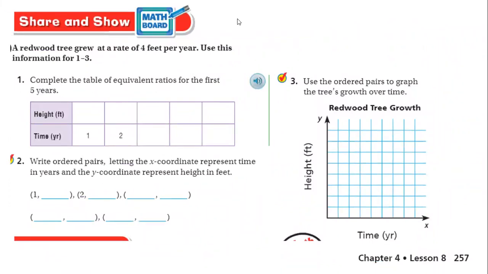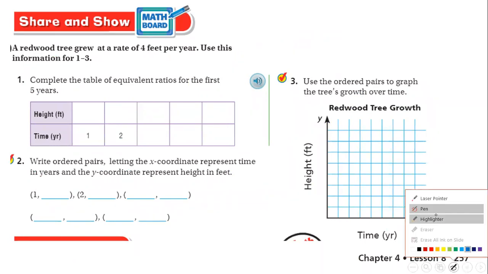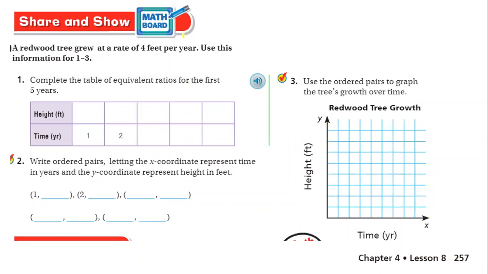In this example 1, he asked you to complete the table of equivalent ratios for the first 5 years. So let us see the question here. Please focus, all of you. You answered. Good job. Excellent answers. The first one who answered, Muhammad Rida.